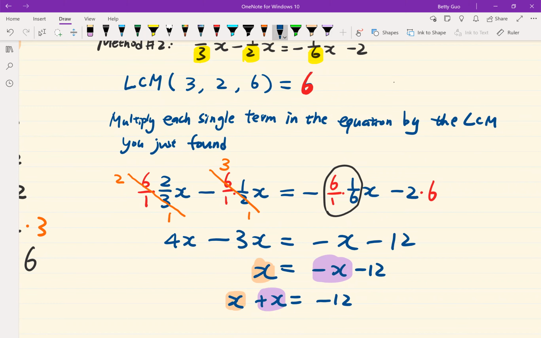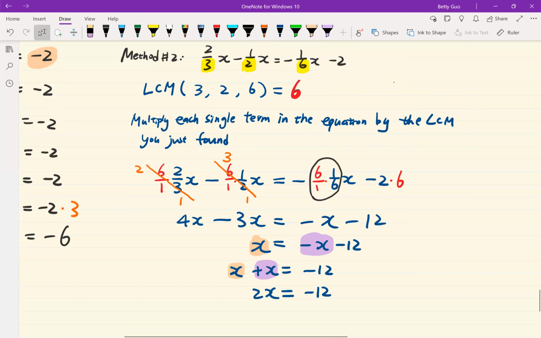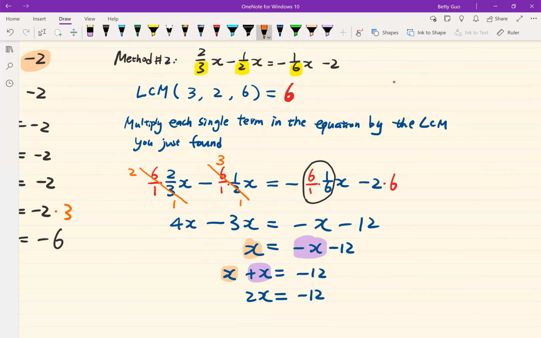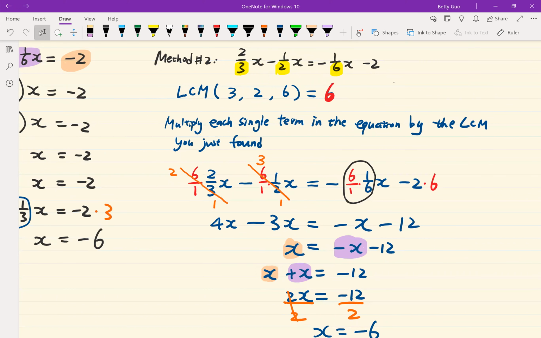So press again. On the left, right now we have x plus x. What is it? 2x. On the right, we have a negative 12. One more step. What do we do? Divide by 2. 2 cancel 2. We have x equals what? Negative 6. The same as earlier, right? If you have extra time, it's always good to plug your proposed solution back into the original equation to see if it really satisfies the equation.